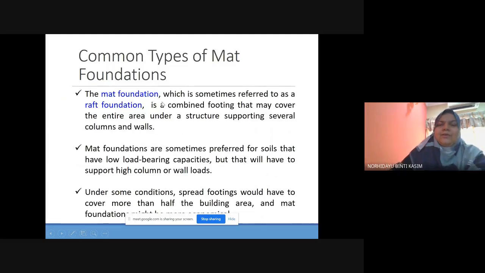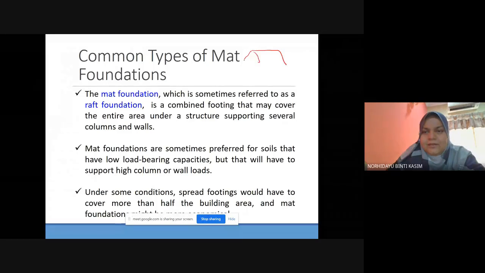So the mat foundation is also known as the raft foundation. It is a combined footing that may cover the entire area under the structure, supporting several columns and walls. So for example, if you want to build a guard house, for example, you can have a mat foundation.